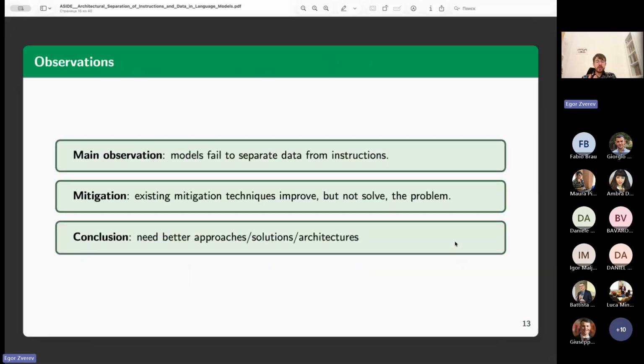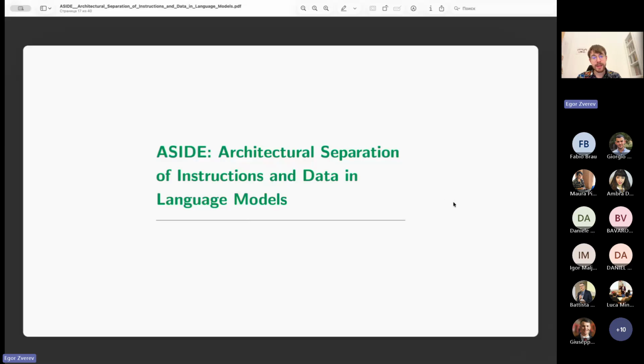So the main observation from this paper is that models fail to separate instructions from data, and existing mitigation techniques that are commonly used for at least to some extent protecting from prompt injections help quite a bit, but they do not seem to be solving the problem. So the main conclusion here is that it would be really good to have some kind of better approaches, solutions, architectures, etc., that approach solving this problem in a different and clever way. And this is actually what ASIDE is about.